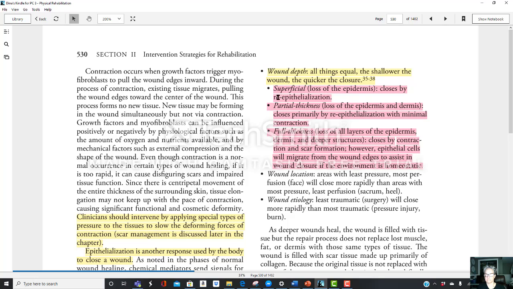However, epithelial cells will migrate from the wound edges to assist in wound closure if the environment is homeostatic. Wound location: areas with least pressure and most perfusion, such as the face, will close more rapidly than areas with most pressure and least perfusion, such as the sacrum and heel. Wound etiology: least traumatic, such as surgery, will close more rapidly than most traumatic, such as pressure injury or burn.